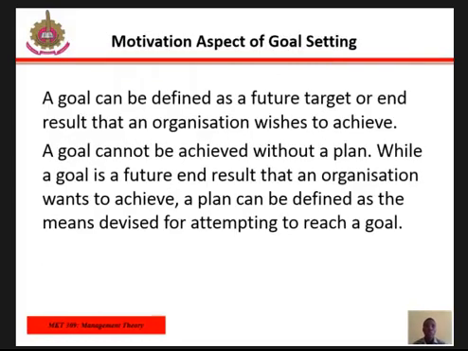The motivation aspect of goal settings. A goal can be defined as a future target or end result that an organization wishes to achieve. A goal cannot be achieved without a plan, while a goal is a future end result that an organization wants to achieve. A plan can be defined as the means devised for attempting to reach a goal.